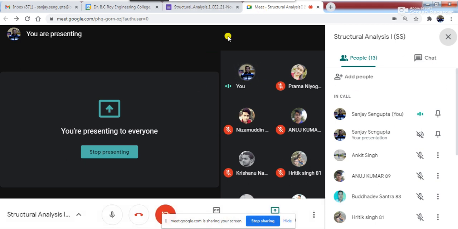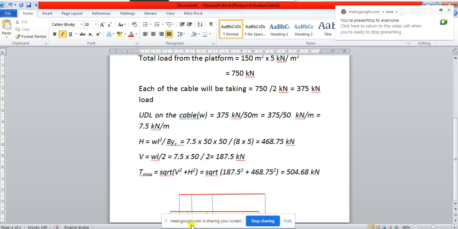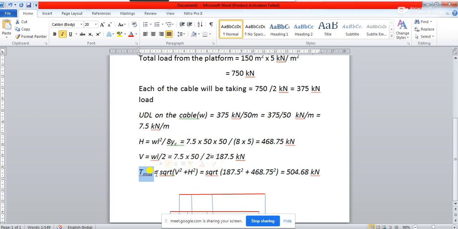Buddhadev, can you tell? So see, tension T is coming onto the cable, right? So how will the tension be taken by the cable? Because of the tension, there will be internal stresses developed inside the cable, right? And the allowable stress value is given, and you require a particular cross sectional area of the cable, then only the tension can be taken.